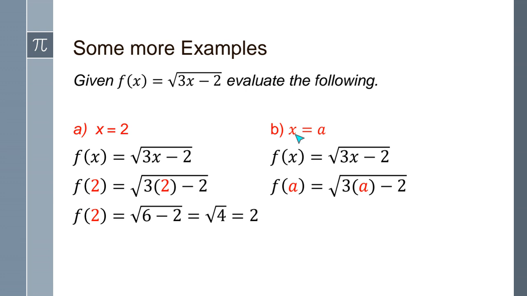So here's an x, I'm going to replace it with a. Then we simplify. 3 times a is just 3a minus 2. There's nothing else I can do to simplify, so that's going to be my answer.